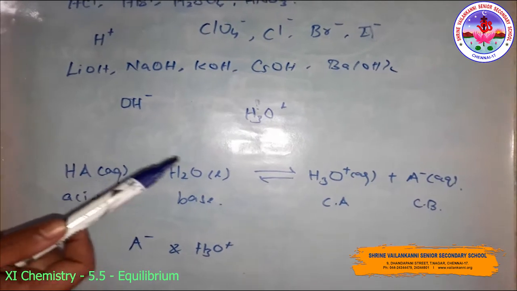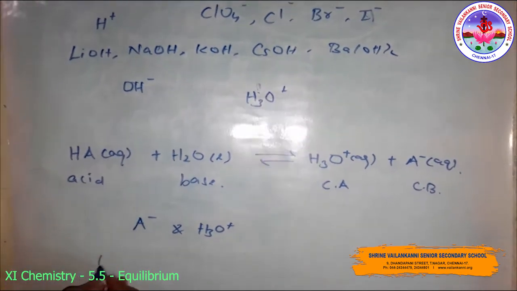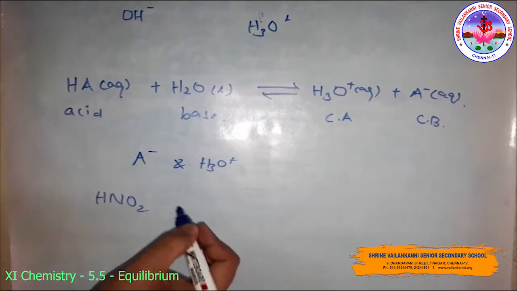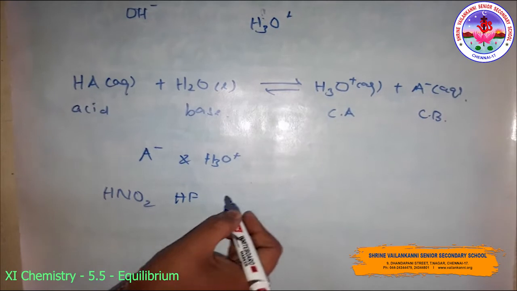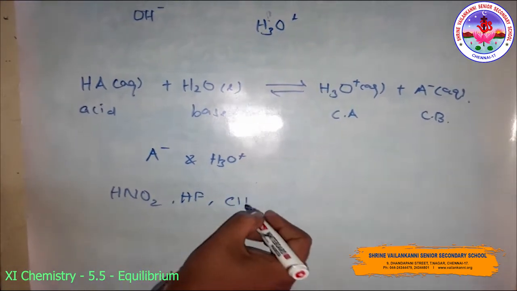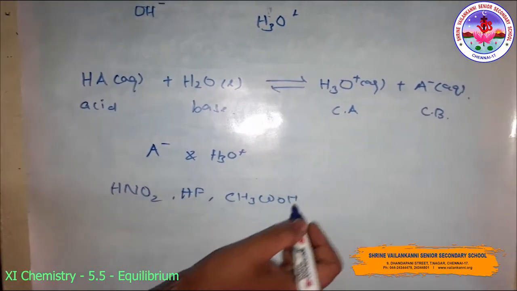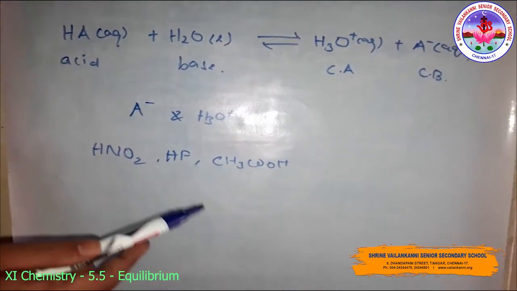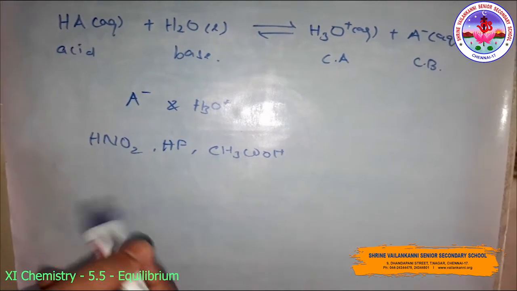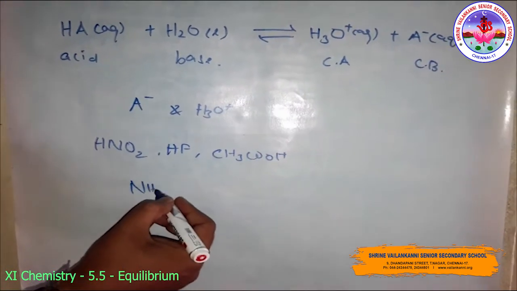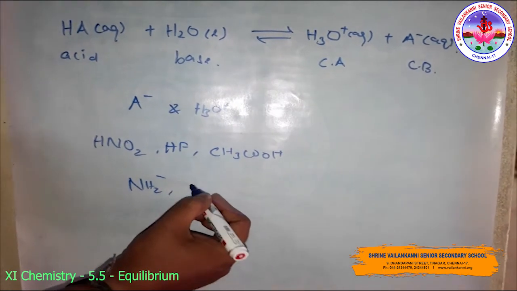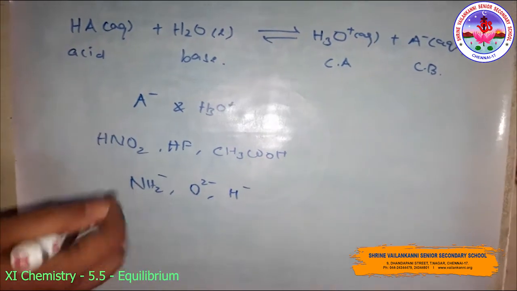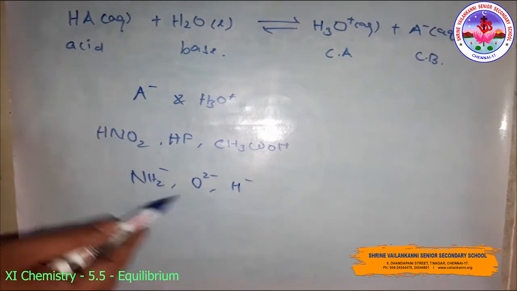Typical weak acids are nitrous acid HNO2, hydrofluoric acid HF, and acetic acid CH3COOH. These are the weak acids. It should be noted that weak acids have very strong conjugate bases, for example NH2 minus, O2 minus, H minus, which are very good proton acceptors and thus much stronger bases than water.